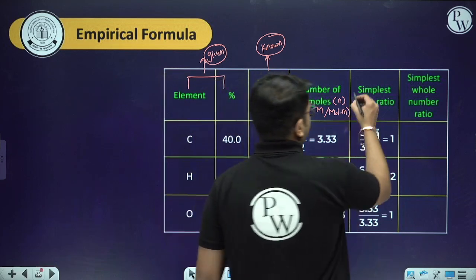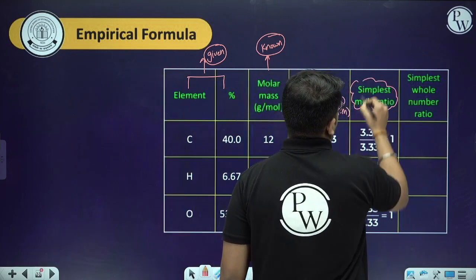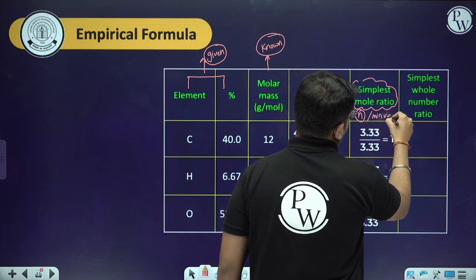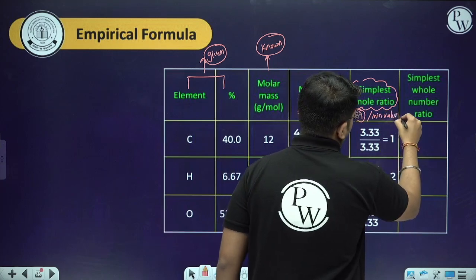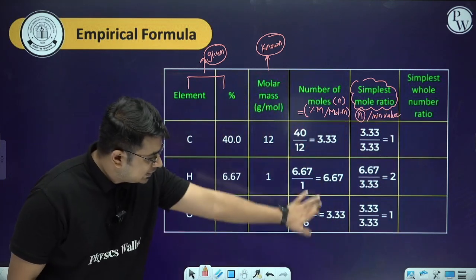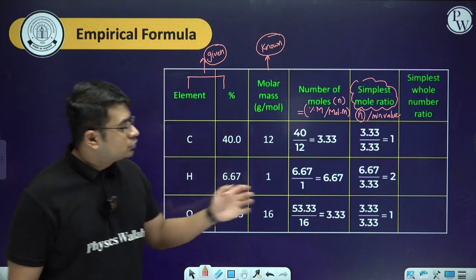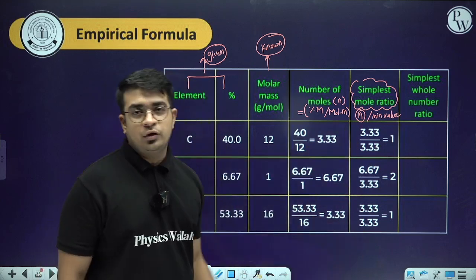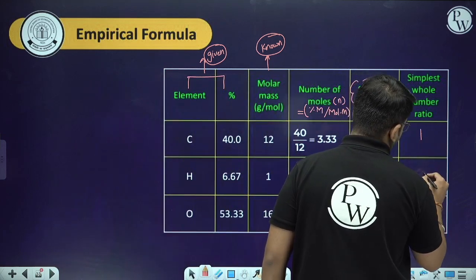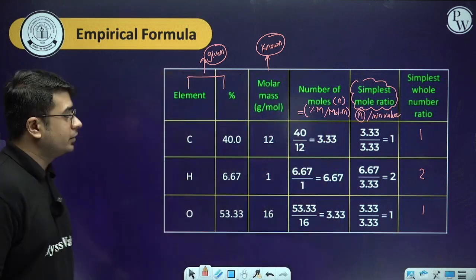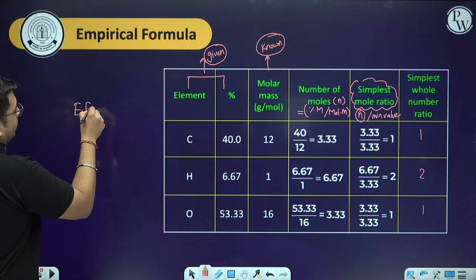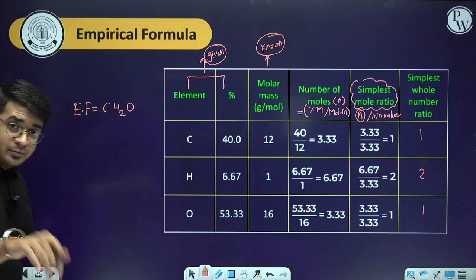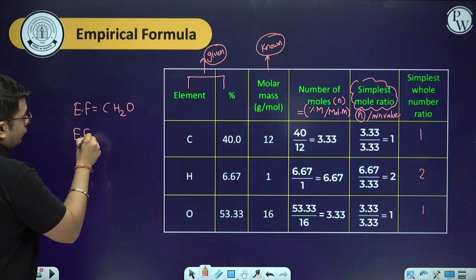Now the simplest mole ratio: whatever moles you have calculated, divide by the minimum value. Among these three, the minimum value is 3.33 only. So after dividing, you get 1, 2, 1. Now it is already in the whole number ratio, so the final values are 1, 2 and 1. If it is 1, 2 and 1, you can say that the empirical formula will be C1H2O1.